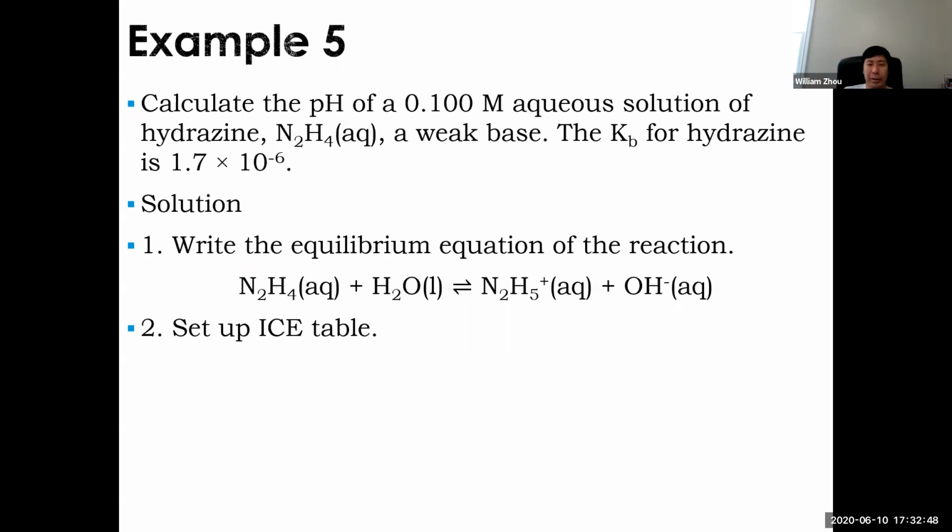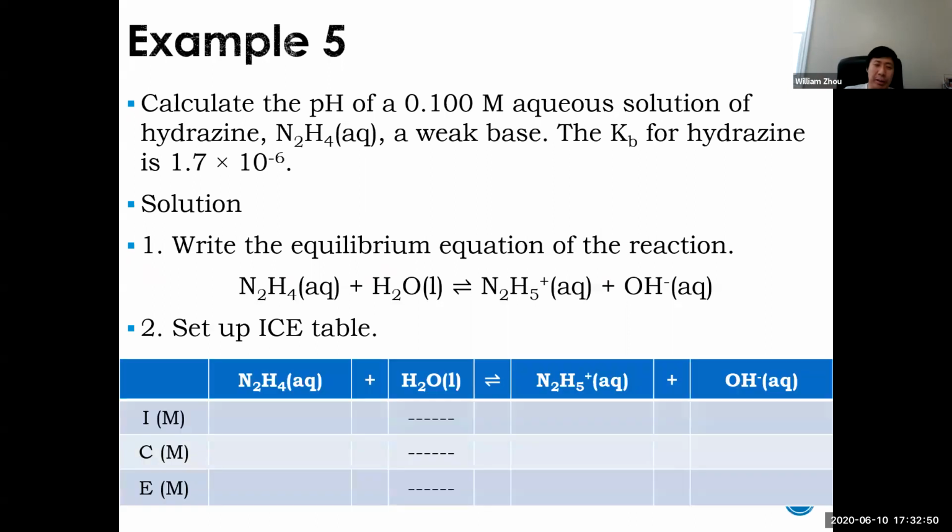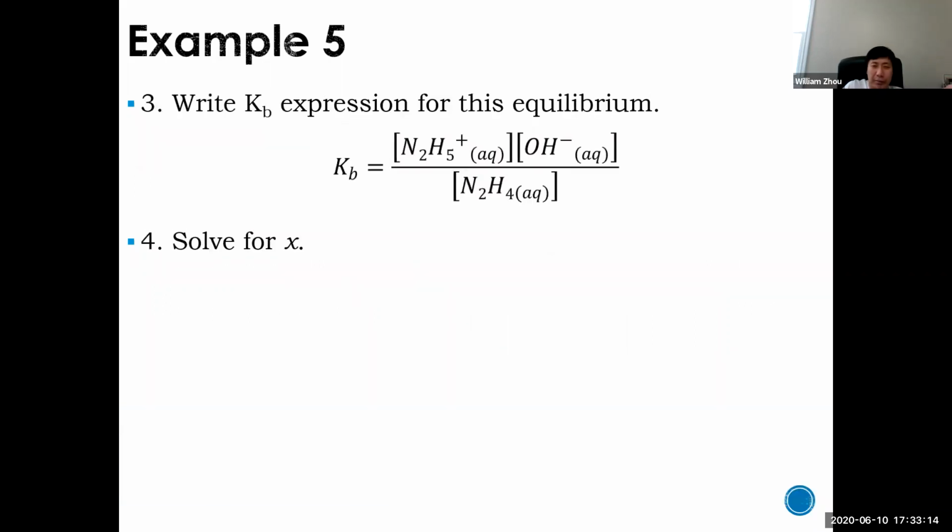Set up the ice table. If you have your balanced equation, you can just set up the ice table. The first row is initial, 0.1 mole per liter and 0, 0. X, we don't know. Equilibrium is just the sum of the first two rows, so it's 0.1 minus X with X and X as the product. So once you have the ice table, you have the Kb, you can solve for X. You write the Kb expression, products over reactants, and you simply substitute everything in. The Kb, substitute 1.7 times 10 to the negative 6, and then all the X's on the right side.